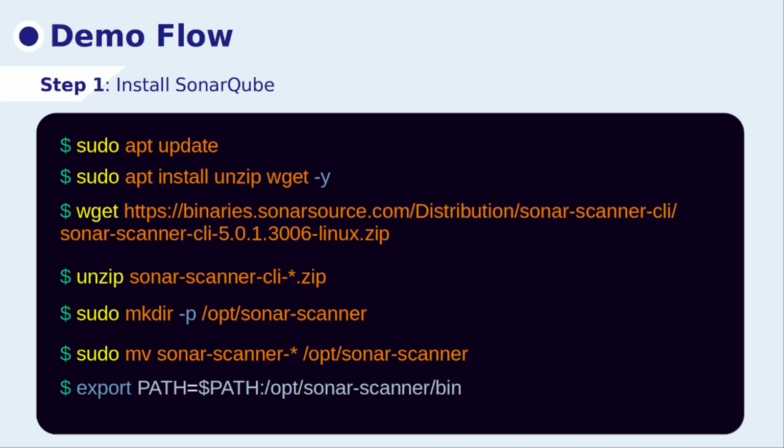First, you need to install the Sonar Scanner CLI, which is the tool used to analyze your source code and send the results to SonarQube. Run the following command. After this step, the Sonar Scanner command will be available in your terminal.